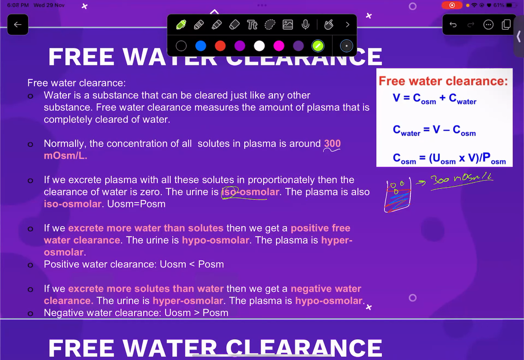So we say that the urine is isoosmolar, plasma is isoosmolar, and the osmolarity of the urine and plasma is similar because the amount of water that we excreted in proportion to the amount of solids that we excreted are similar. They're the same thing, okay? But if, for example, we excrete more water than solutes, so for example, this is our water, it's much more than what we had, and the solids are the same. If we excreted this amount in the urine, then we say we have a positive free water clearance. I always think of it as, the water got out, the water is now in the urine, so now it's happy and it's positive. So we have a positive free water clearance because we excreted more water than the solutes.